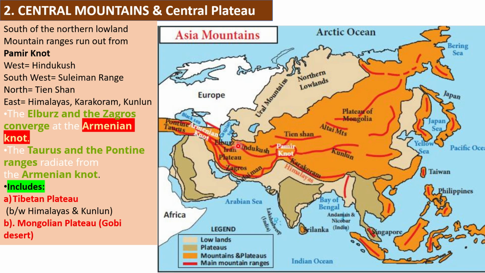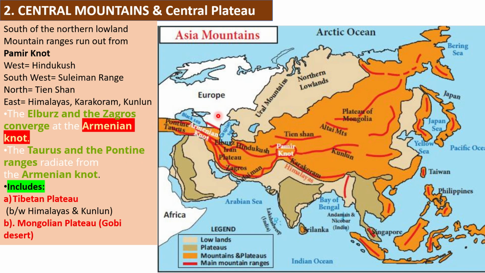The Alborz mountain range. Both the Alborz mountain range and the Zagros mountain range converge at the Armenian Knot. And two ranges, the Pontic range and the Taurus range, radiate towards the west side. We can say the Alborz and the Zagros converge at the Armenian Knot. The Taurus and the Pontic ranges radiate from the Armenian Knot toward the west.